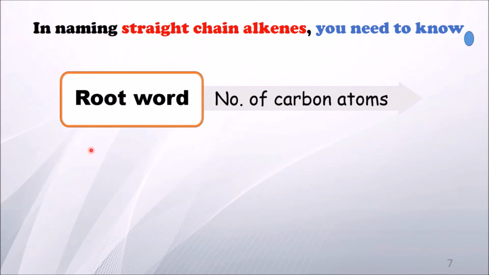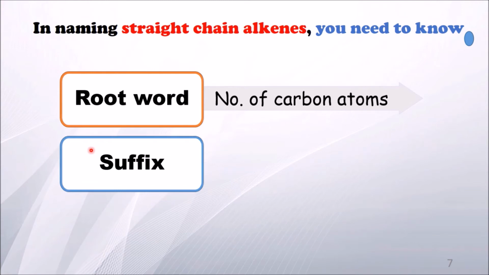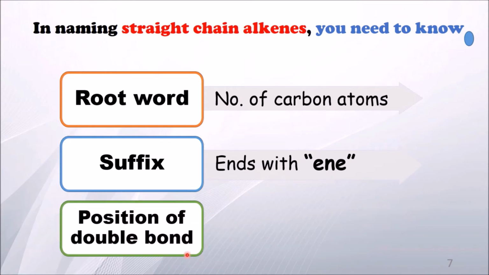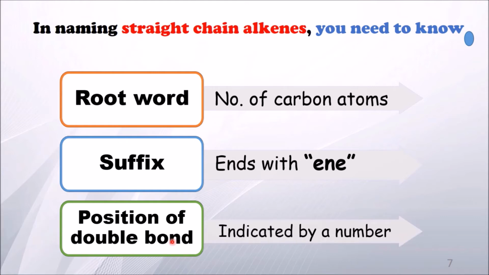Alright, so when you are naming, after your root word, you have to know the suffix you'll be using. So all alkene names end with ene. That is the suffix. And then when we are naming an alkene, you have to indicate the position of the double bond. We know that there is a double bond somewhere in the compound, so you have to use a number to indicate the location. So let's move on to some examples.